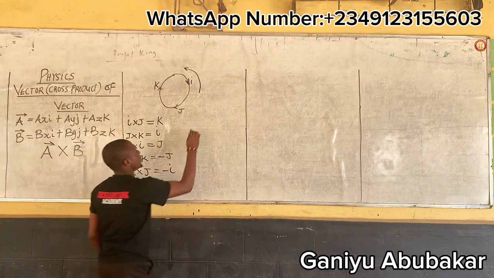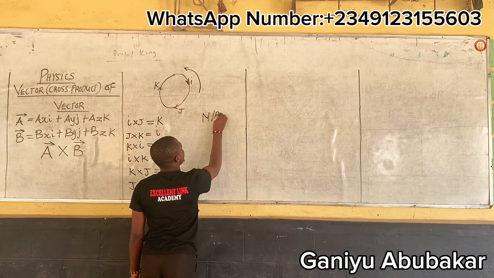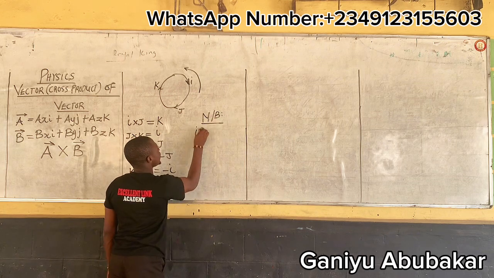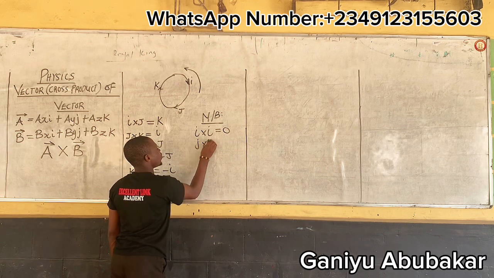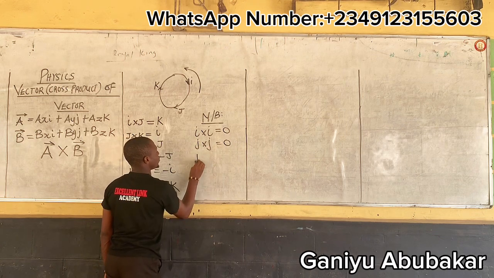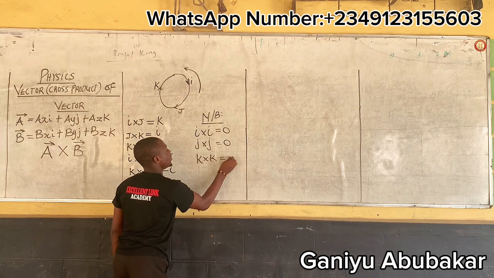Hold on, note this please. Note that i cross i will give 0, j cross j will give 0, and k cross k will give 0.